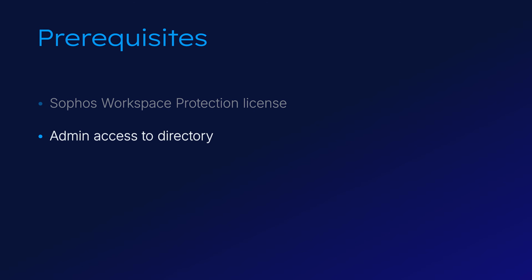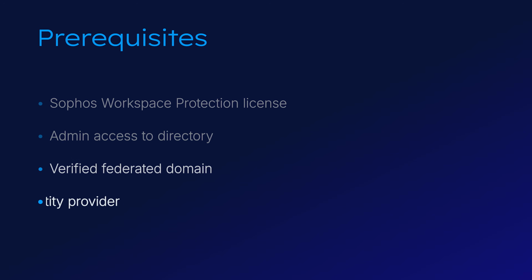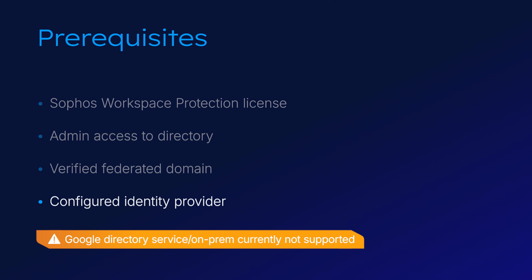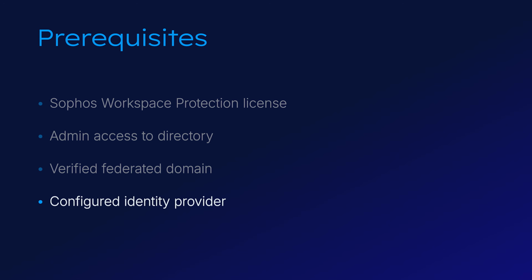Before starting, you'll need a Sophos Workspace Protection License, admin access to your directory service, like Okta or Entra ID, a verified federated domain, and a configured identity provider. Note, Protected Browser doesn't currently support the Google Directory Service and on-prem. Let's get started.